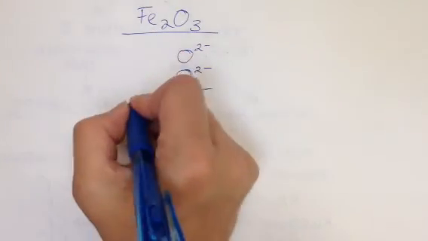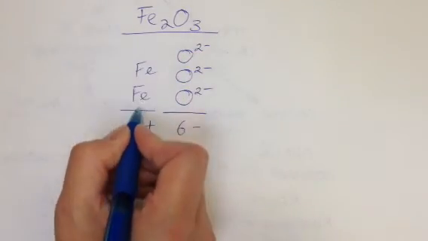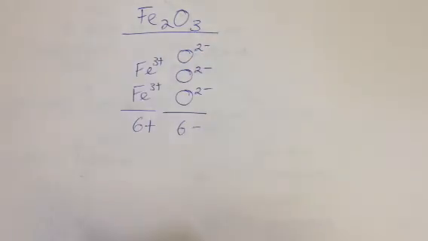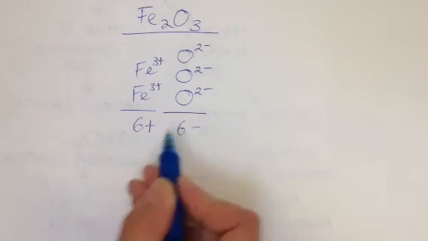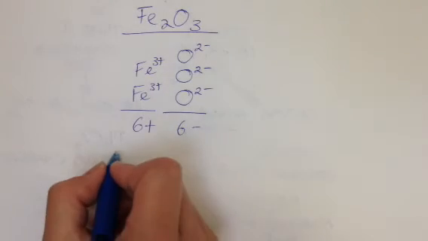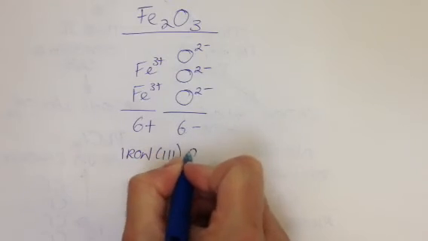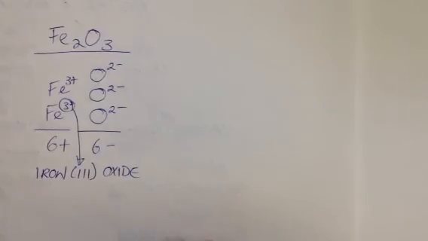There are 2 ions in the formula. So the 6+ has to be shared evenly between those 2 ions. So they get 3+ each. Okay? Because it takes 2 times 3+ to get 6+, and 3 times 2- to get 6-. Okay? So that means this compound is called iron(III) oxide, because the charge on the ion is 3+. Okay, let's do one more.